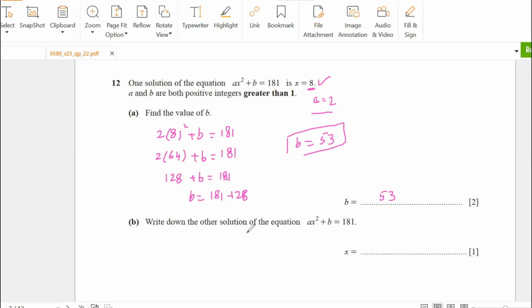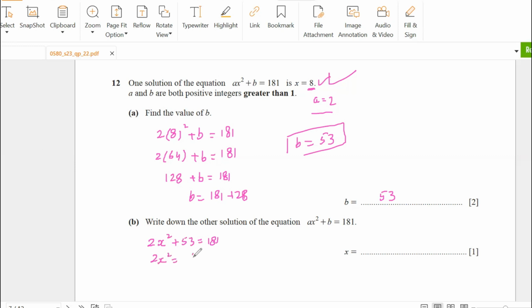Next, write down the other solution of the equation. For example, ax squared plus b, one solution is x equal to 8. What can be the other solution? So we will replace the values of a and b. A is 2, 2x squared plus b, which is 53, is equal to 181.